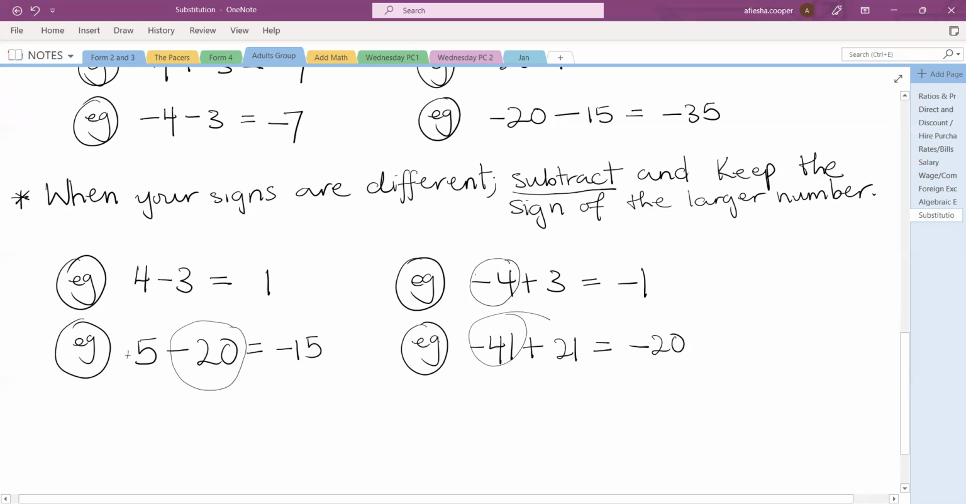Nice. So make sure it sinks in. There's only 2 rules for addition and subtraction. Only 2 rules. When the signs are the same, we add, keep the sign. When the signs are different, we subtract and keep the sign of the larger number.